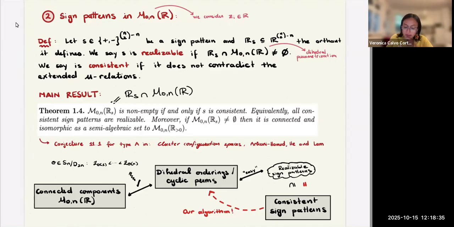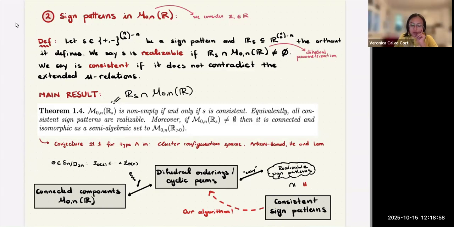Okay, so now I want to tell you a little bit about how the proof strategy goes, but maybe let me stop for 1 minute to see if there are any questions about the dihedral parametrization. What exactly was the conjecture 11.1 for type A?